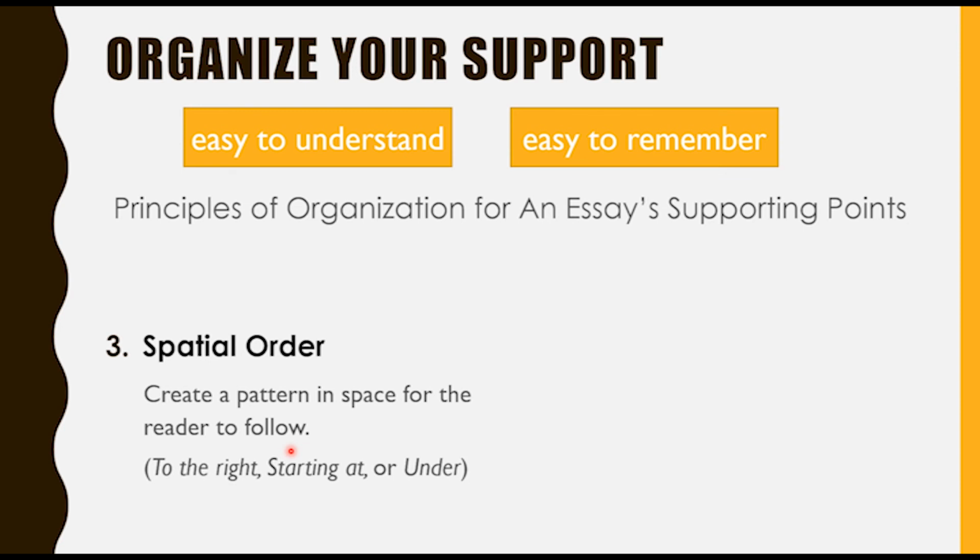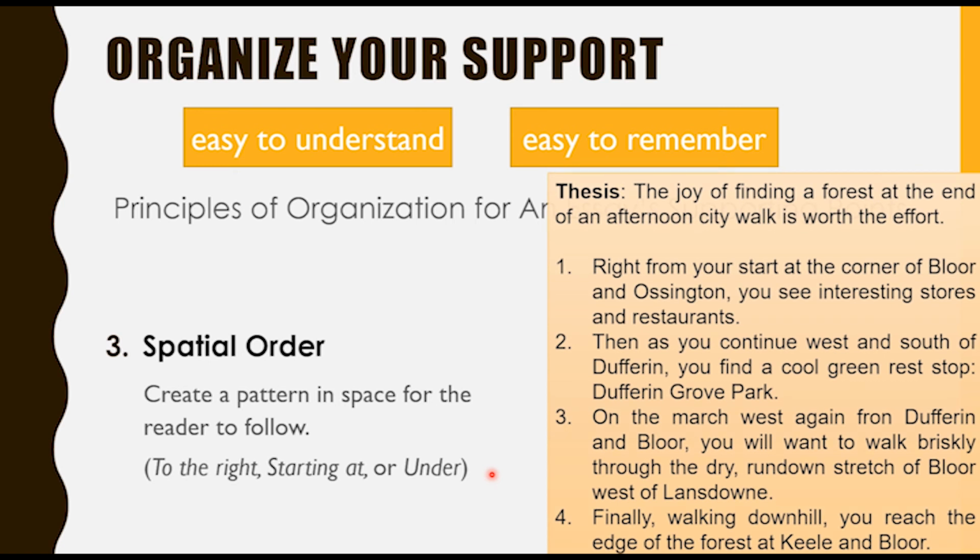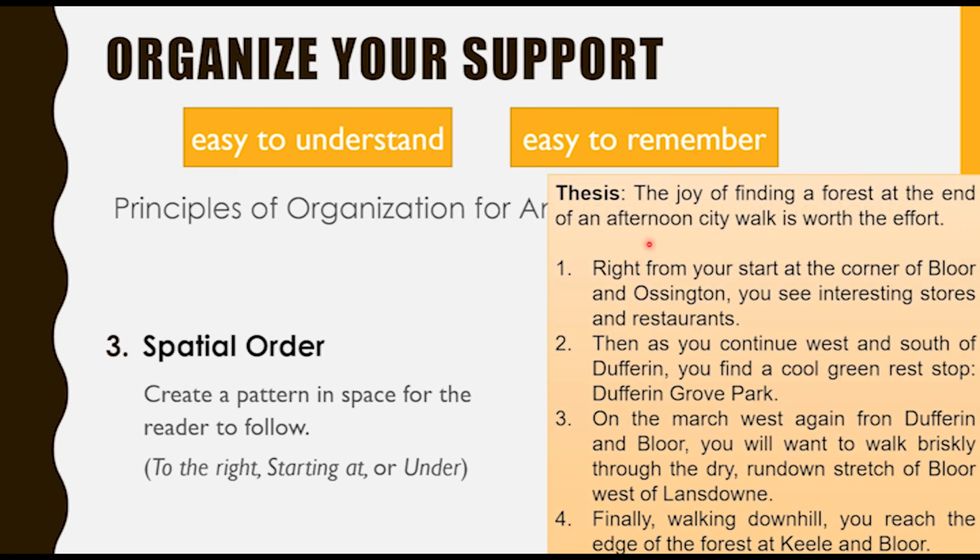If you describe a room, you could start at the doorway and then go around the four walls, ending back at the door. To emphasize spatial order, you can use positional transitional signal words such as to the right, starting at, under, and so on. Here is a brief outline of an essay that uses spatial order.